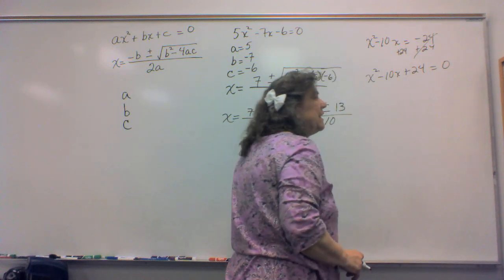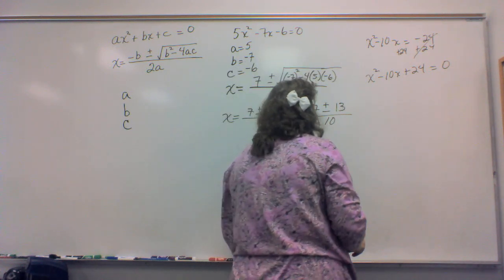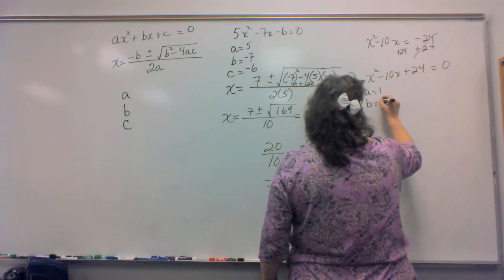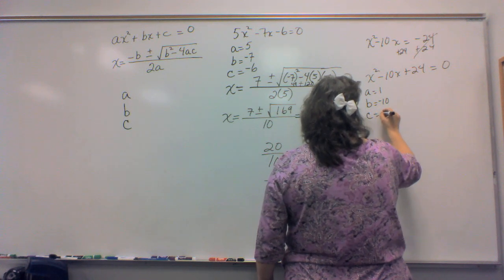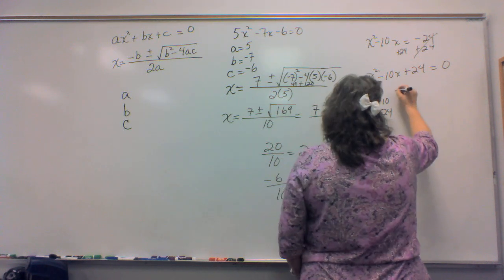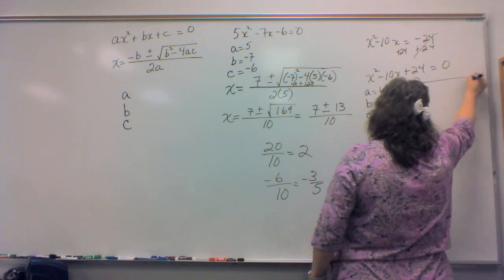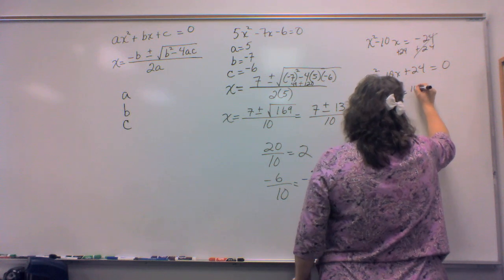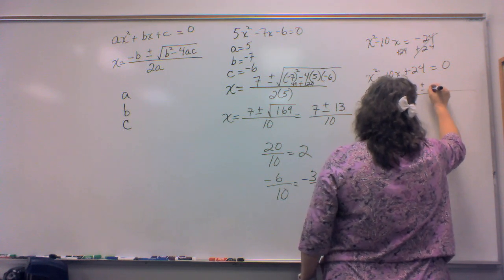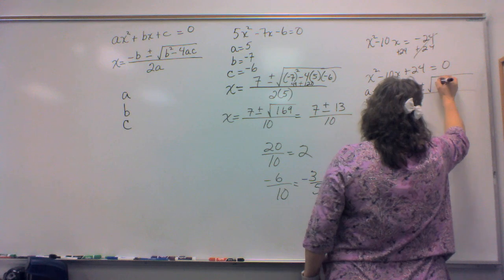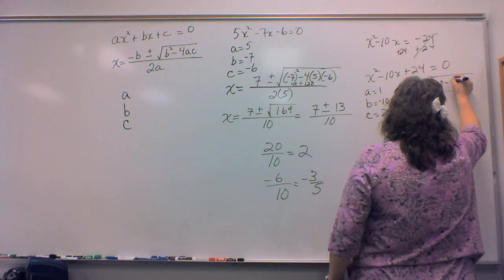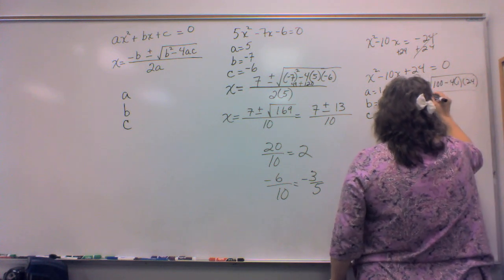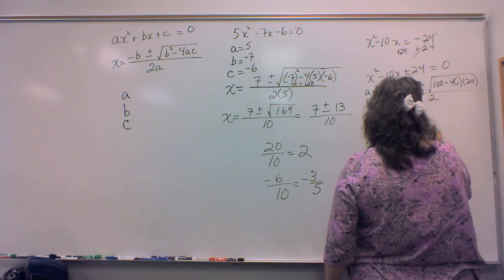And that one would be easy to factor, but we're not going to. We'll go ahead and do it. So A is equal to 1, B is equal to negative 10, and C is equal to 24. So x is equal to the opposite of B, which is 10, plus or minus the square root. 10 squared is 100, minus 4 times 1 times 24, all over 2 times 1, which is 2.